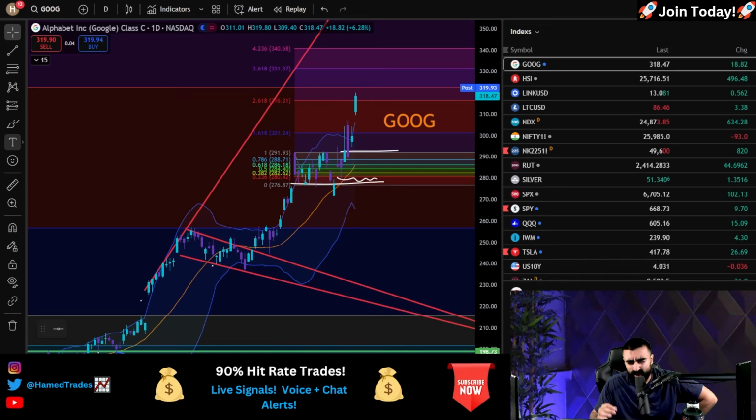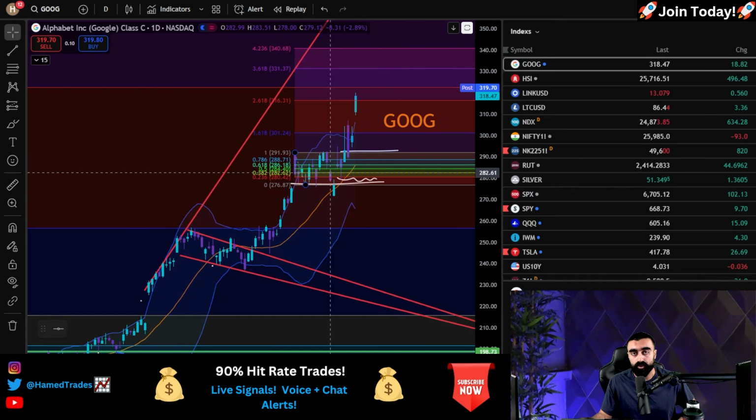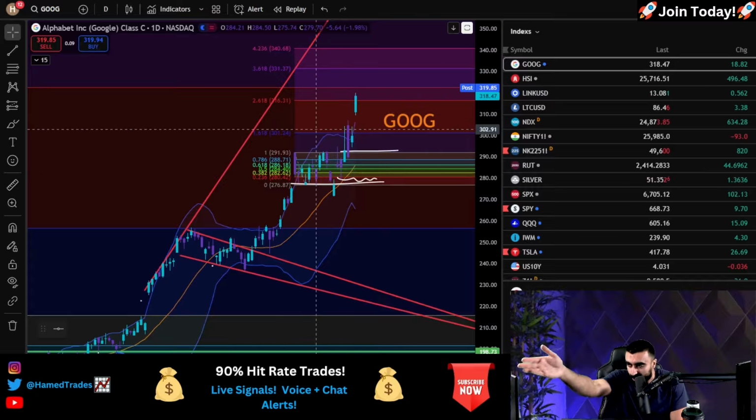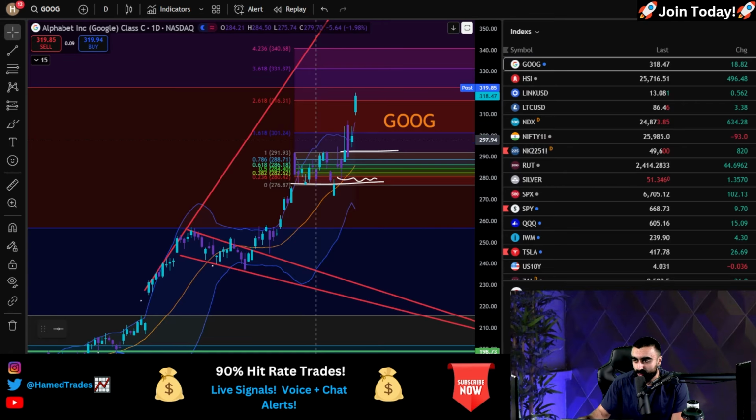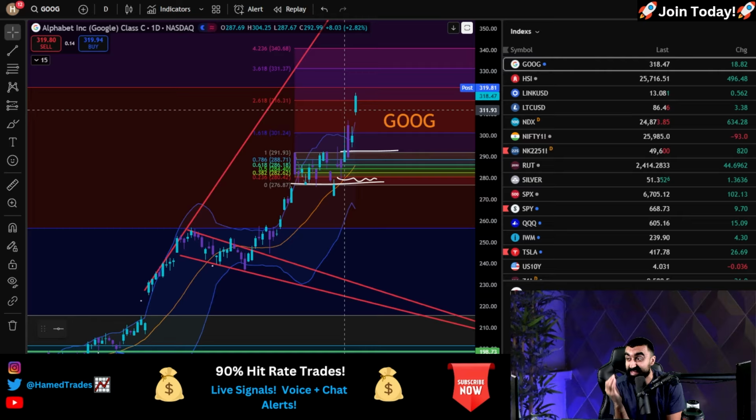Google, I told you to remain bullish on Google. Why would you want to be bearish on the market when Warren Buffett is entering long on Google at all-time highs? Does that make sense? Does that make sense to be bearish on the market when Warren Buffett is entering long at all-time highs? Look at where Google is now. We were talking about Google in the 270s. Google is at 320.